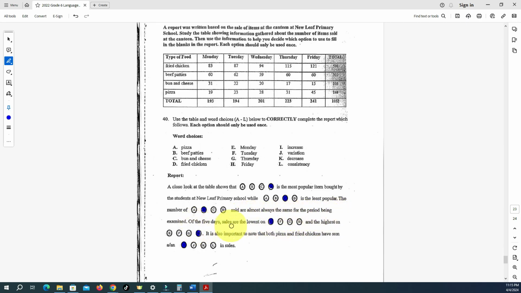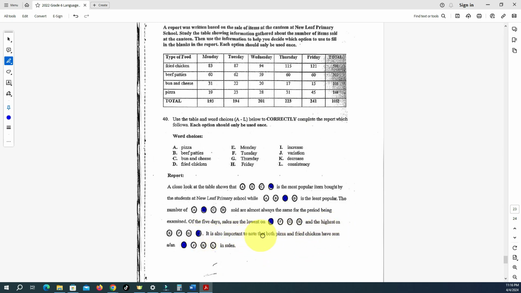All right, of the 5 days, sales are the lowest on what day? Sales are the lowest on, I think I have Monday here, right? So it would be E. Because if you check it out, Monday, the sales, what? 193 in comparison to the other days, right? This is 194, 205. So that's Monday. All right. And the highest on, I think I have here E, F, G, H, that would be Friday. So Friday is 241. So that definitely is the highest, right? To all the days. All right.